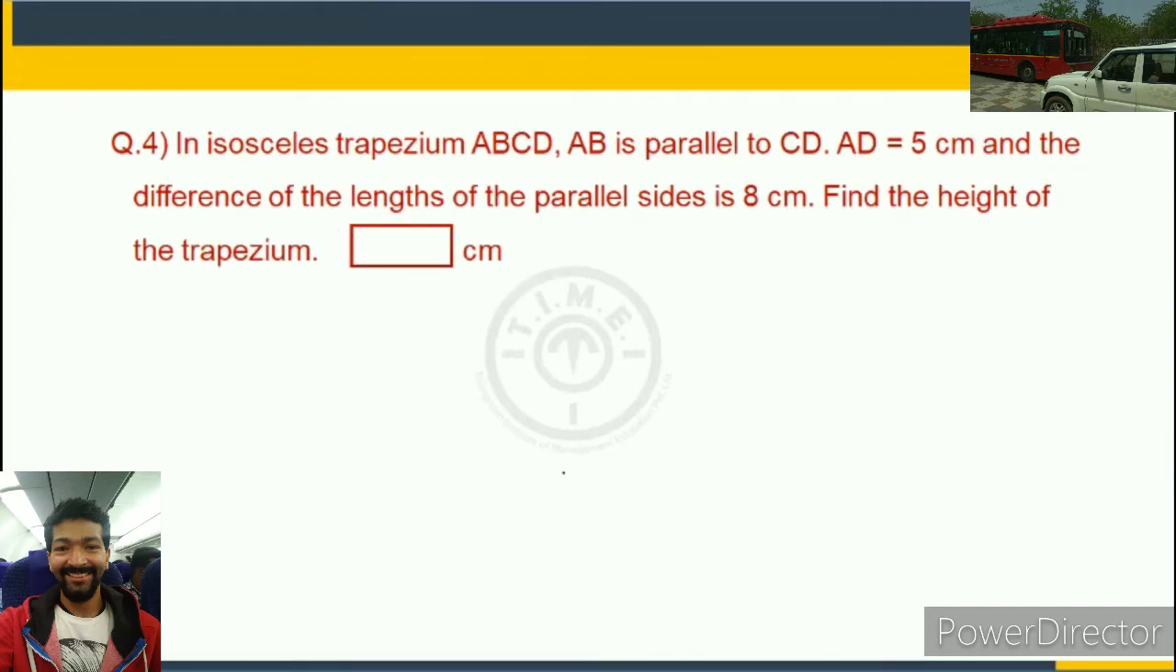Isosceles trapezium. What is an isosceles trapezium? In a trapezium, we know that there are 2 parallel sides and these are called oblique sides. An isosceles trapezium is a trapezium where the 2 oblique sides are equal in length. Okay, that's the definition of an isosceles trapezium. Now please read the question, decipher what the question is trying to say, and make the basic diagram if required.